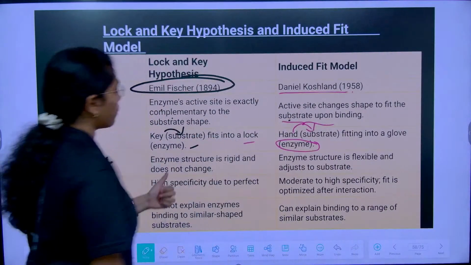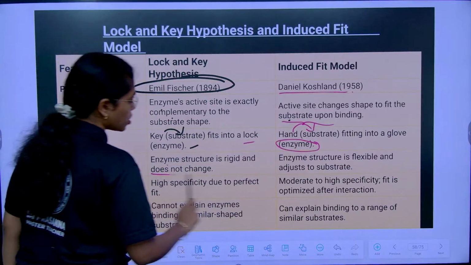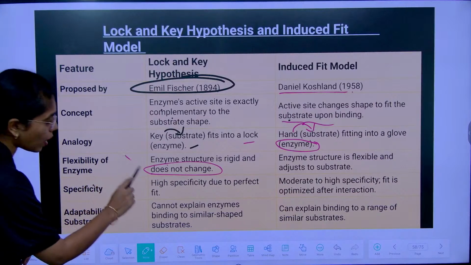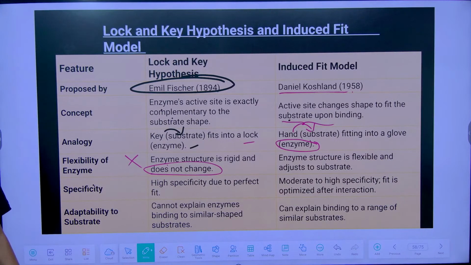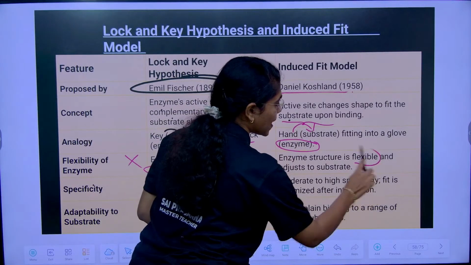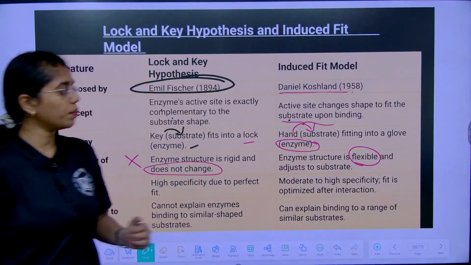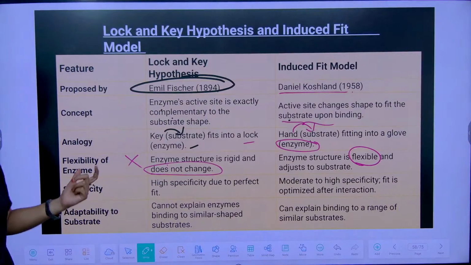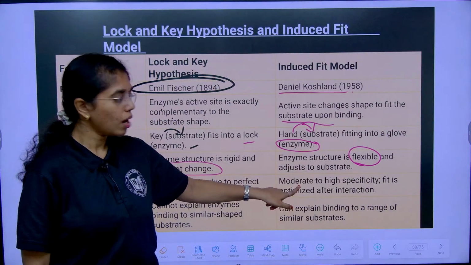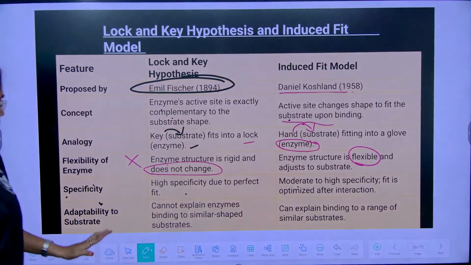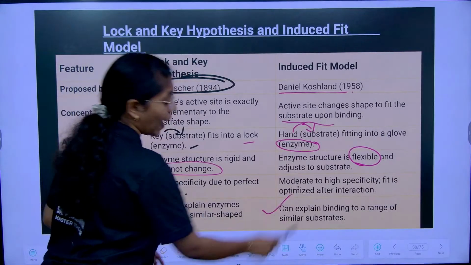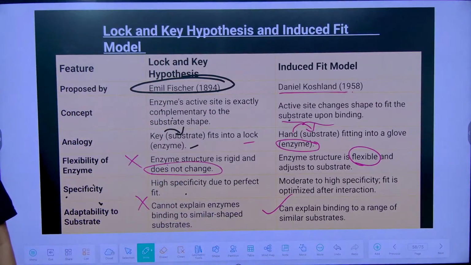Flexibility of the enzyme: the enzyme structure is rigid, it is not changing. Because of this lack of flexibility, this is not widely accepted. This one is accepted for all biological systems because the enzyme structure is what? Flexible. Specificity: this is highly specific, and this is moderate to high specificity. Adaptability to substrate: this cannot adapt, but this can adapt to any kind of substrate, right?